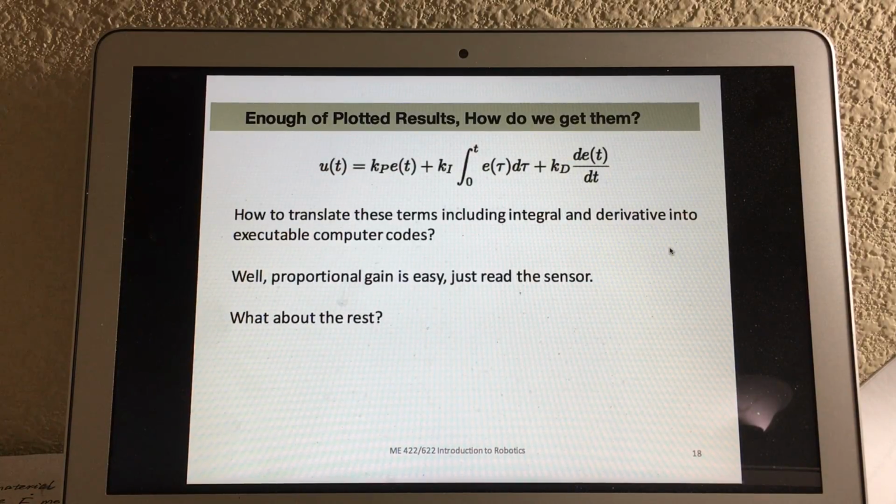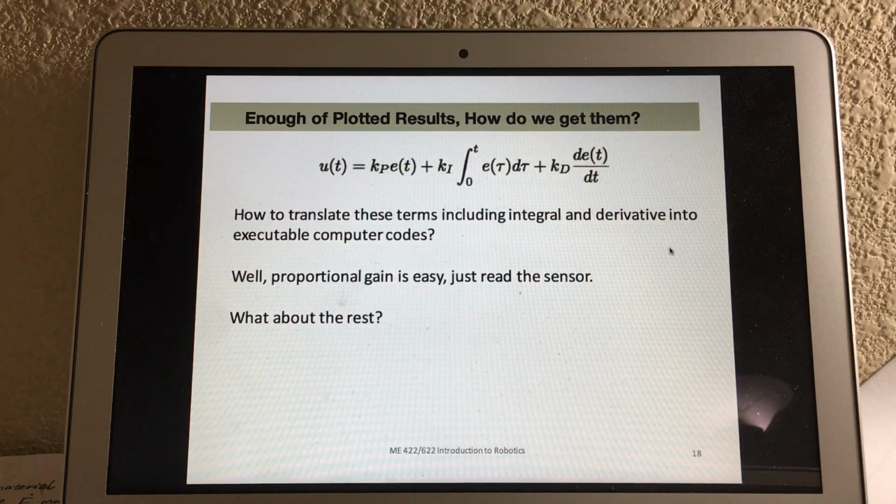How do we get them, right? It looks simple. e here is just a function of time, and it's the difference between the reference value and the real state variable, in this case the speed. And we also have three constants, k_P, k_I, k_D. Once you choose the model, you don't need to change them in between.